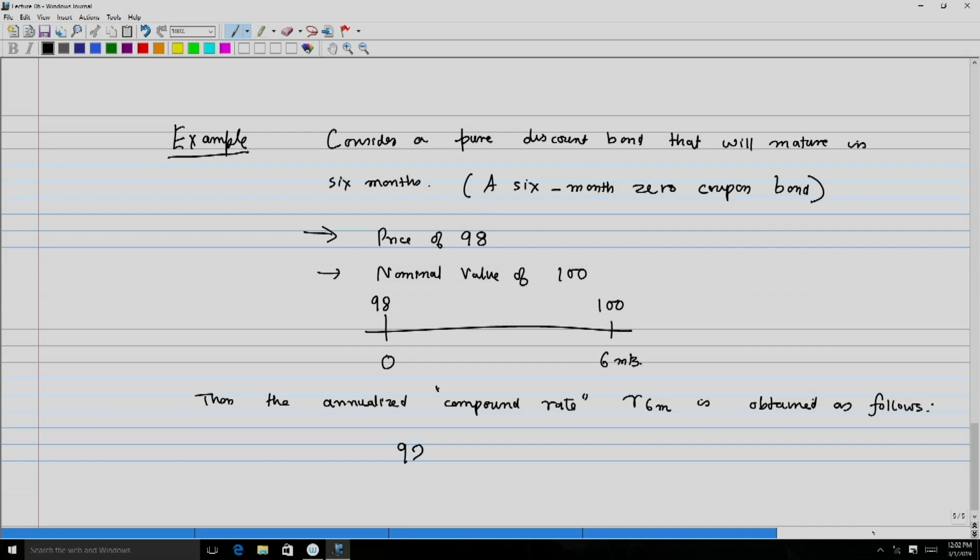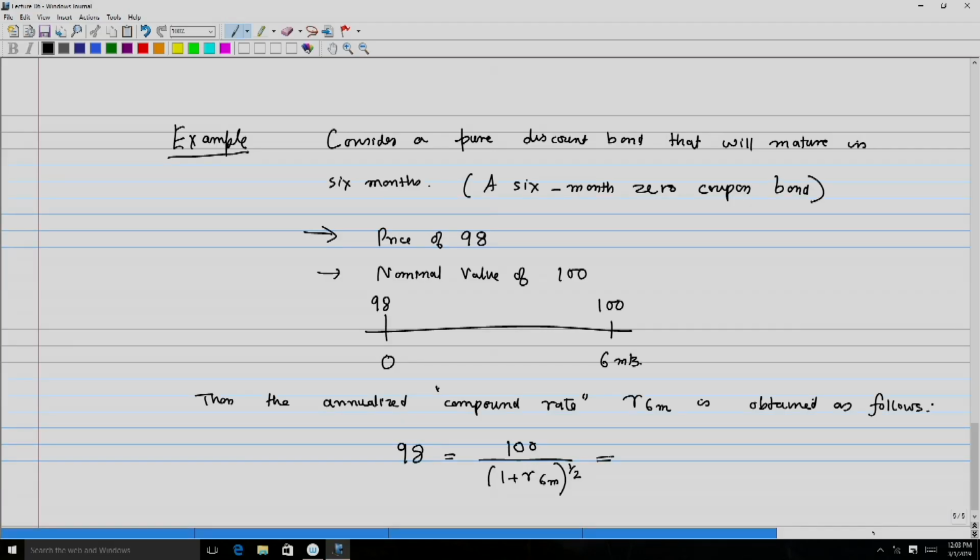So, 98 is going to be the final value 100 divided by 1 plus R6M, which is the annualized interest rate, raised to half, because this interest rate is applicable for the maturity of this bond, namely 6 months. So, if you solve this, this will have the solution of R6M is equal to 0.41233, which is 4.1233%.